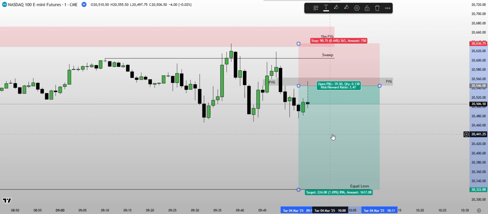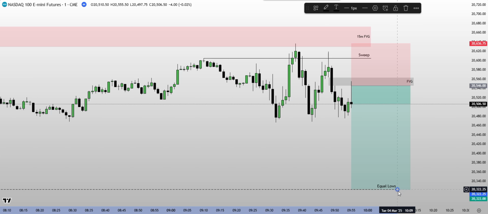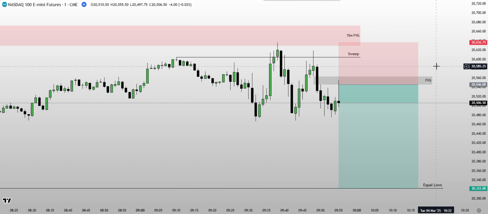There we go. So there's the entry right there off that fair value gap. Inverse gap there. Equal lows. Clear objectives to the downside. So now off that rebalance, to recap, the daily, 4-hour, 1-hour are all bearish in terms of delivery. All the bearish imbalances are being respected. Bullish imbalances are being disrespected. Clear low resistance liquidity to the downside. Clear objectives there for price to gravitate towards.